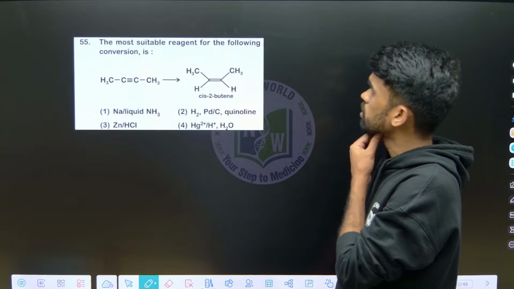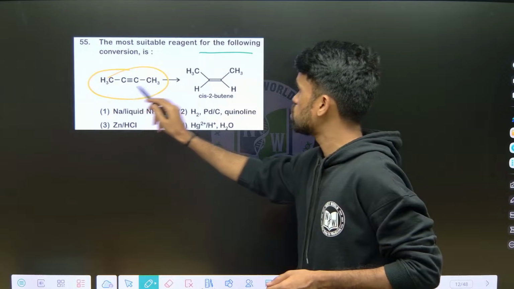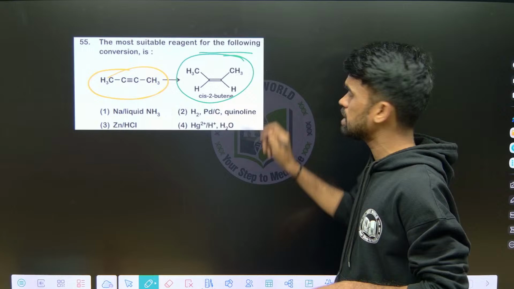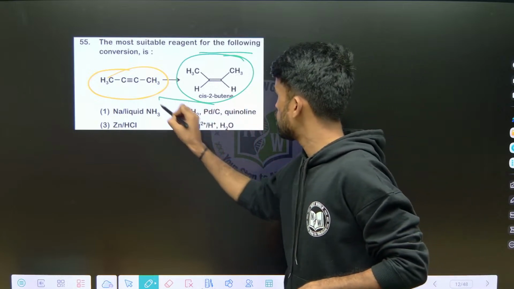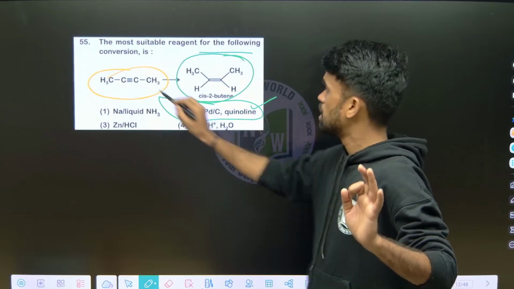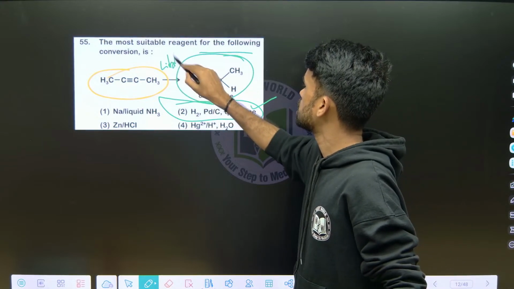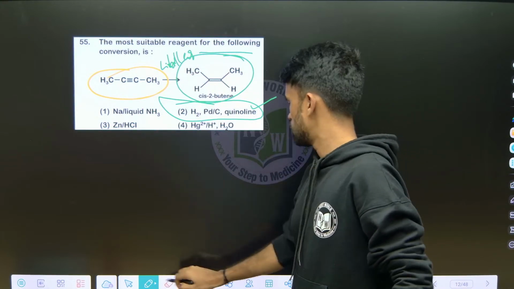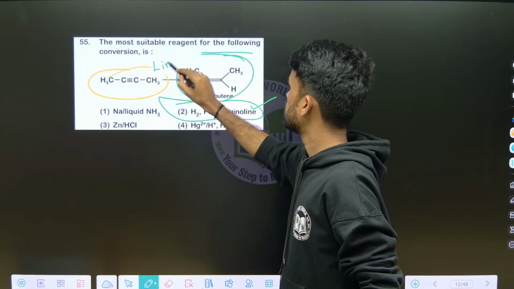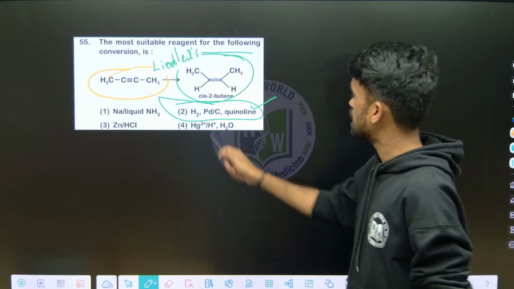Now, what is a suitable reagent? This is a very easy question. Alkynes to cis alkenes. What reagent will we be using? We will be using Lindlar's catalyst. Alkynes converting into cis alkenes is Lindlar's catalyst. What is the formula of Lindlar's catalyst?